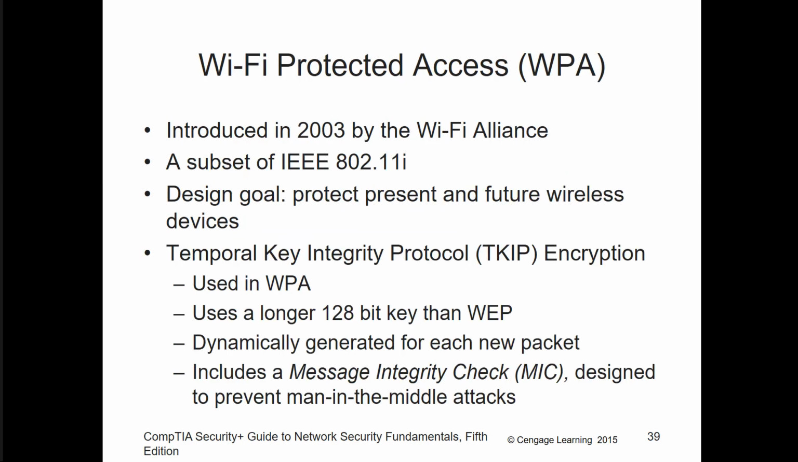Introduced in 2003 by the Wi-Fi Alliance, a subset of IEEE 802.11i was implemented, and the design goal here was protecting both current and future wireless devices. So they implemented the Temporal Key Integrity Protocol, or TKIP, encryption, which is what is used in WPA. It uses a much longer key than WEP, and it dynamically generates one for each new packet. There is also a message integrity check built into it. Basically, that helps prevent man-in-the-middle attacks, though WPA has its own vulnerabilities.